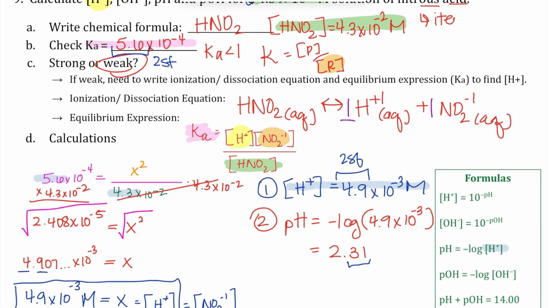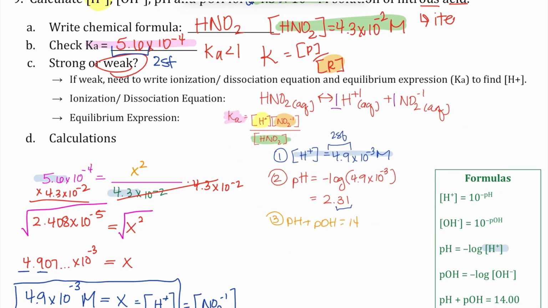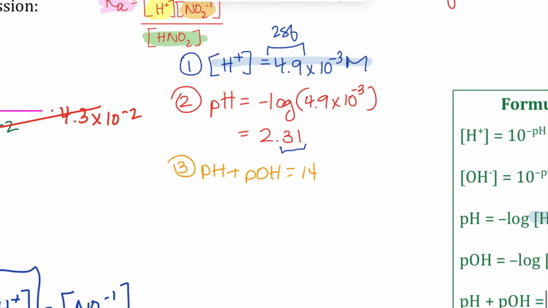Next, now that I have pH, I can go ahead and cross over to getting that pOH. So pH plus pOH equals 14. And I can go ahead and rearrange that, plugging in my pH value that we just found. So 14 minus that 2.31 is going to give us 11.69. Again, 2 sig figs, that's our pOH.